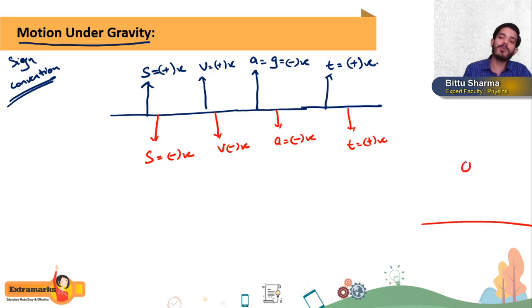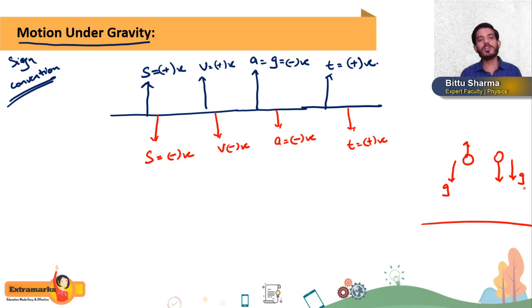Think, suppose we have a body. If this ball is moving upward, in which direction will acceleration due to gravity g act? G will act downward. And if the same body is moving downward, then again g will act downward. So acceleration due to gravity g is always in the downward direction. That's why g is always negative.